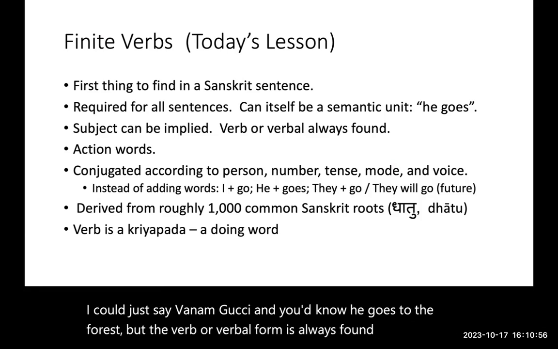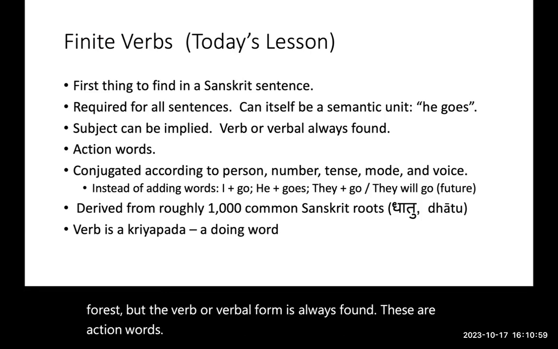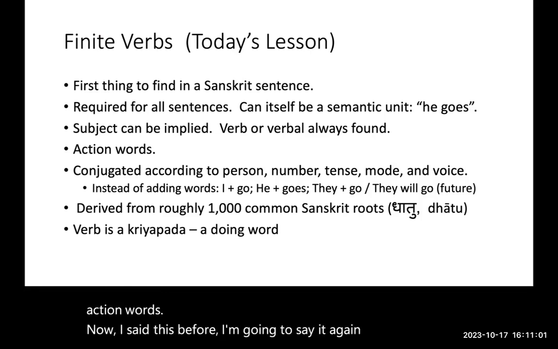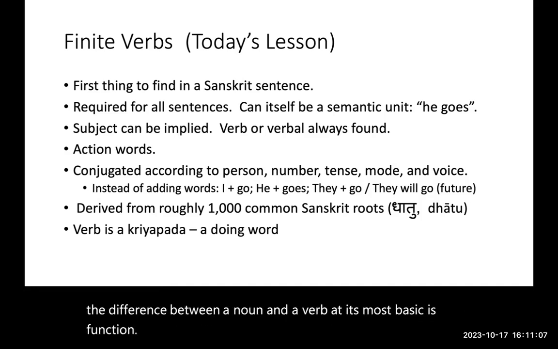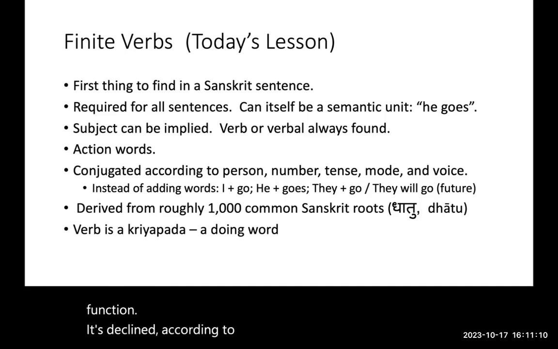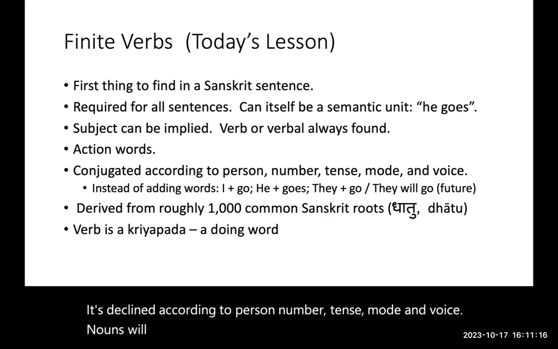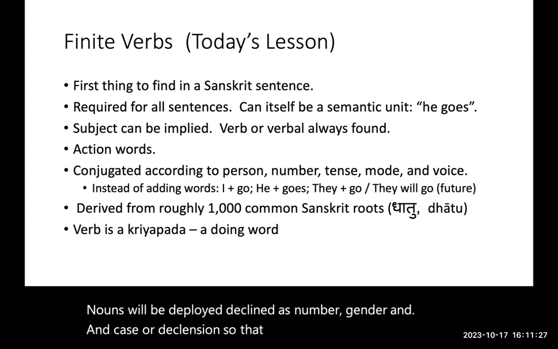These are action words. Now, I said this before, I'm going to say it again. The way to tell the difference between a noun and a verb at its most basic is function. A verb is declined according to person, number, tense, mode, and voice. Nouns will be declined as number, gender, and case or declension, so that preposition type thing.